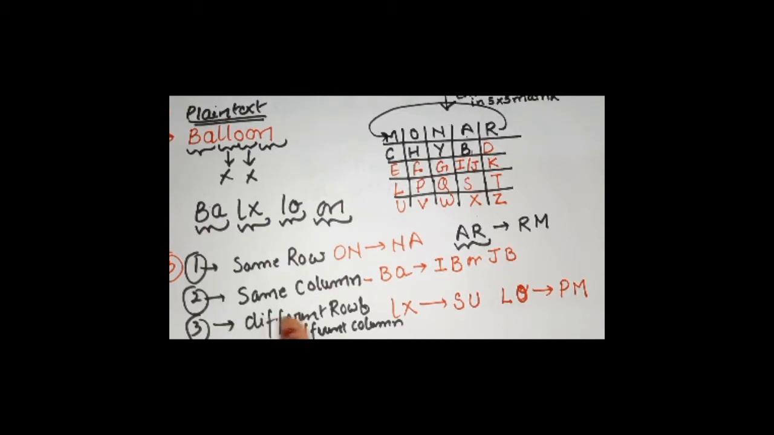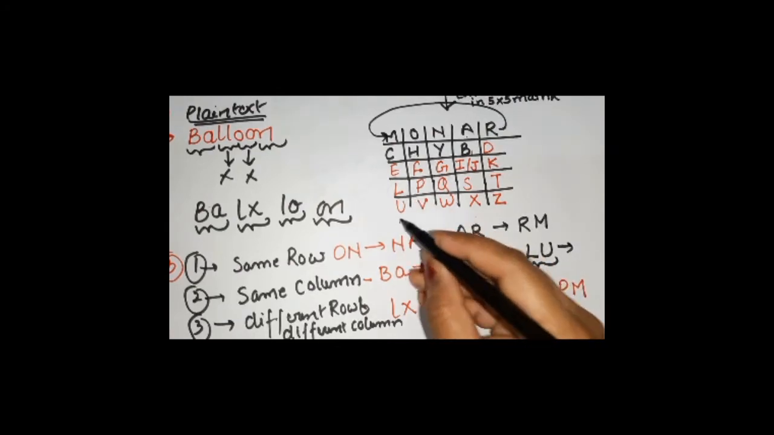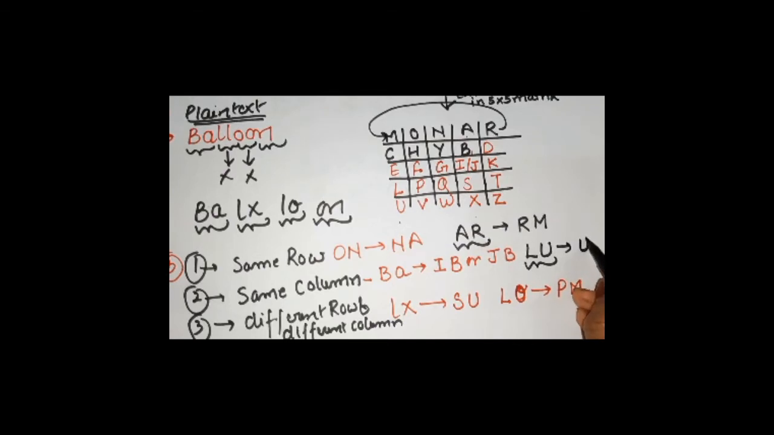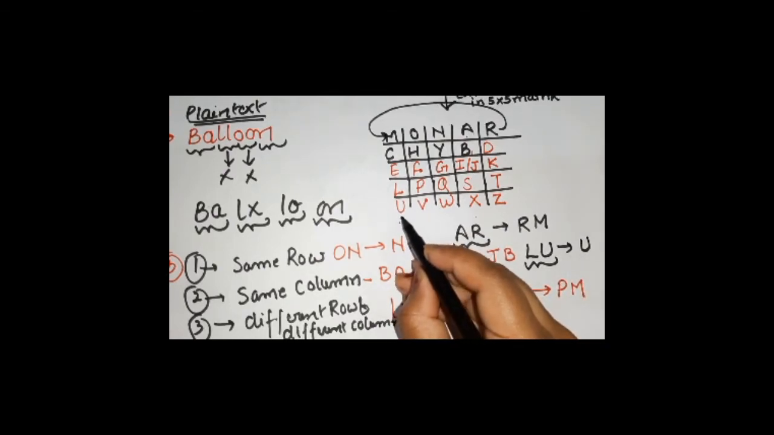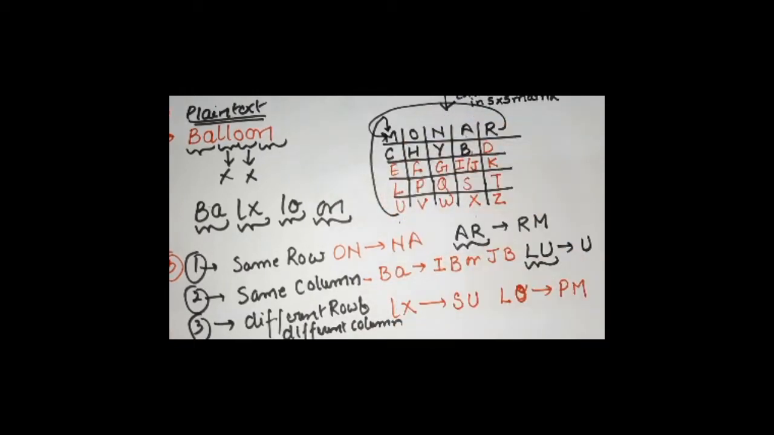Moving on to the same column. For same column, maybe we have the two letters L and U. This is the plain text. And if this has to be converted into ciphertext, what will be done? L is replaced by the letter beneath it, which is U, and U by the letter beneath it. We do not have any letter beneath U. What we'll be doing is circularly following the first letter of the column, which is M.